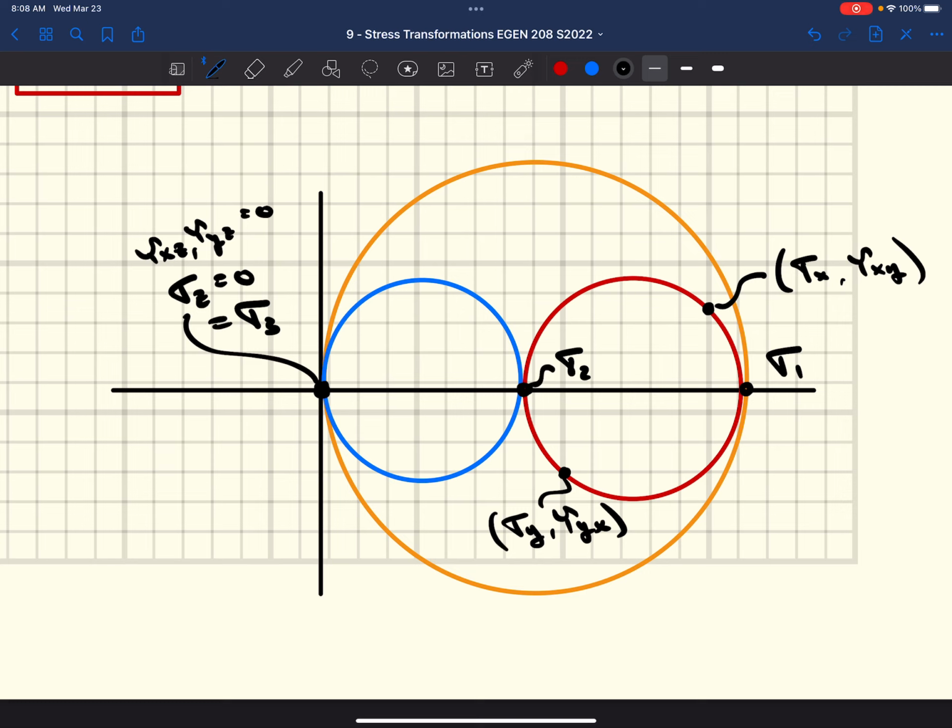Okay, so we've been able to draw this circle. Once we've drawn this circle, we can get our principal stresses. Well, once we have our principal stresses, now we can establish the last 2 circles. One circle is going to be sigma 2, sigma 3. One circle is going to be sigma 1, sigma 3. So we draw these 2 circles. We got the orange one and the blue one. One circle is going to be associated with the xz plane. This would be our yz plane, right?